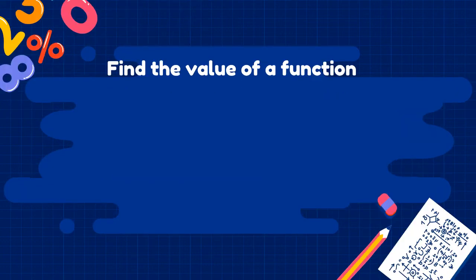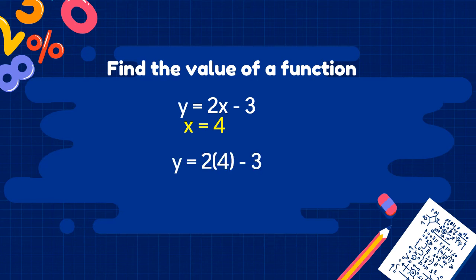So let's try another function. For example, we have y is equal to 2x minus 3. Then find the value of y when x is equal to 4. So y is equal to 2, just change x into 4, so we have 2 times 4 minus 3. 2 times 4 is 8, and 8 minus 3 is 5. So y is equal to 5.